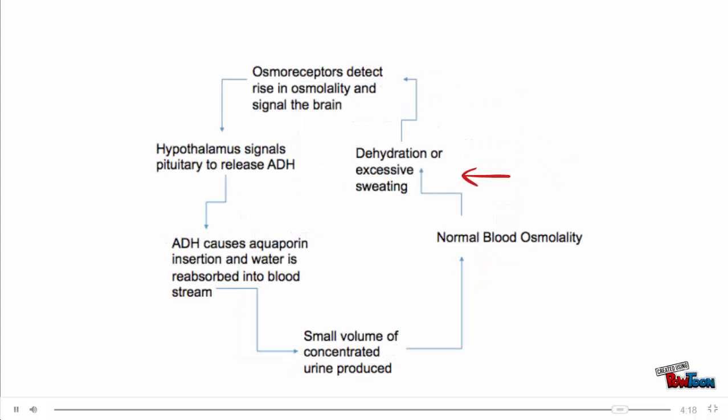If the body becomes dehydrated, osmoreceptors detect the rising osmolarity and signal the brain. The hypothalamus signals the pituitary to release ADH. ADH causes aquaporin insertion in the glomeruli, water is reabsorbed into the bloodstream, and a small volume of urine is produced. The reabsorption of water returns blood osmolarity to normal.